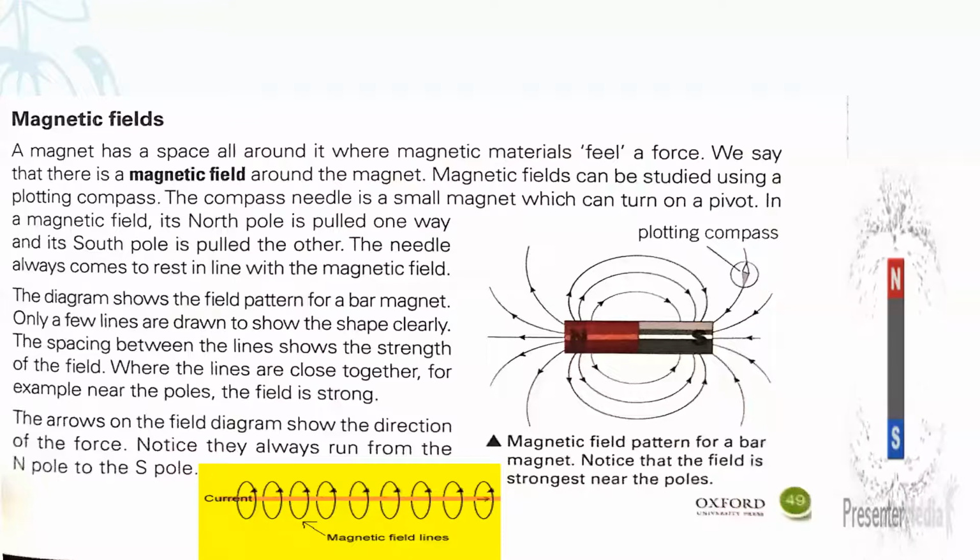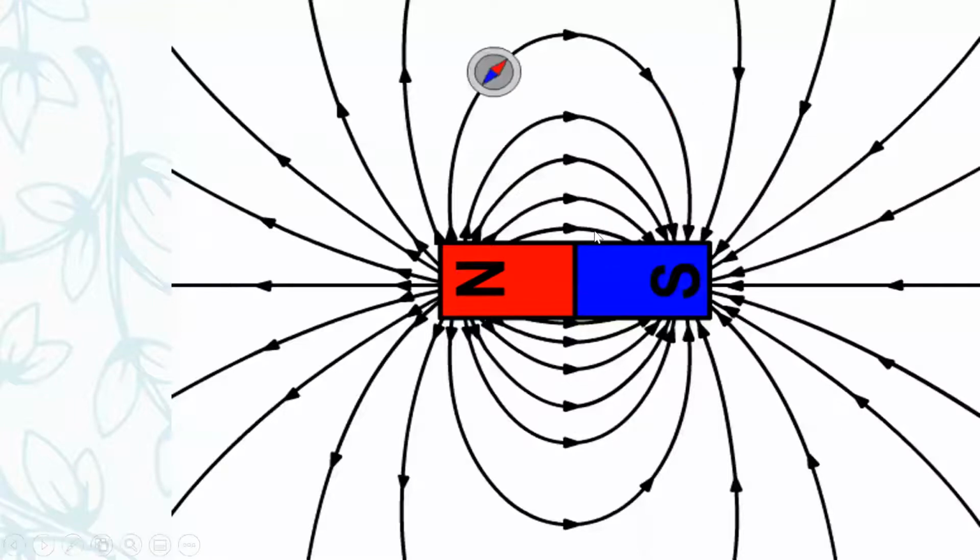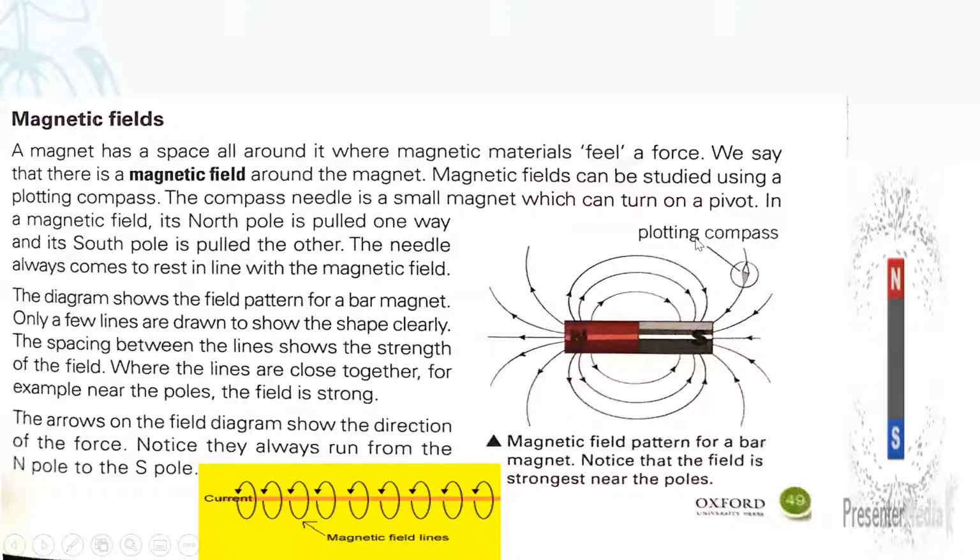In a magnetic field, the compass's north pole is pulled one way and its south pole is pulled the other. One end will give you the north pole and the other will give you the south pole. The needle always comes to rest in line with the magnetic field. You can see this is the needle, and clearly it will point in one direction. At this point the needle gives you an idea about the north pole, and at this point it gives you an idea about the south pole.